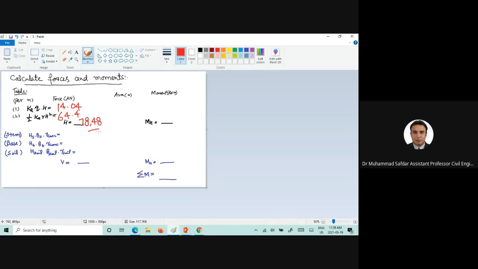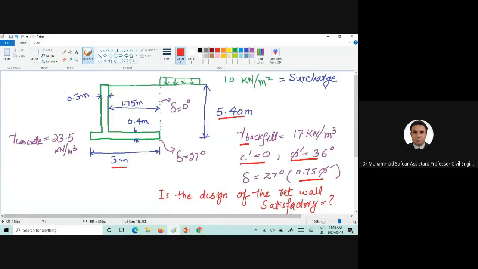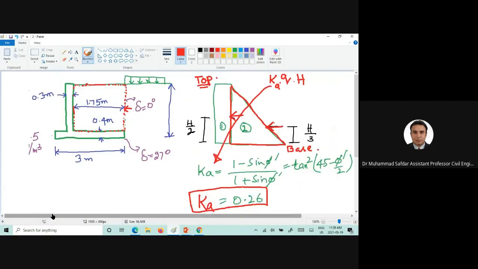Now we also need to find out the moment arm or the lever arm for each force that we can find out using this figure. So this would be the lever arm for the horizontal force number 1, and this would be the lever arm for the horizontal force number 2.